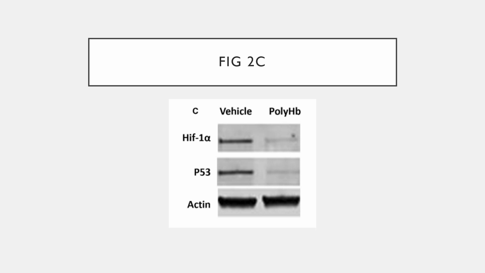So this figure shows the effects of the polymerized hemoglobin and the vehicle control on the expression of the hypoxia-inducible factor, oncogene P53, and actin using the Western blot, which we discussed earlier. So following the incubation with the polymerized hemoglobin, we can see that there was a reduced hypoxia-inducible factor 1 alpha expression and P53 oncogene expression.